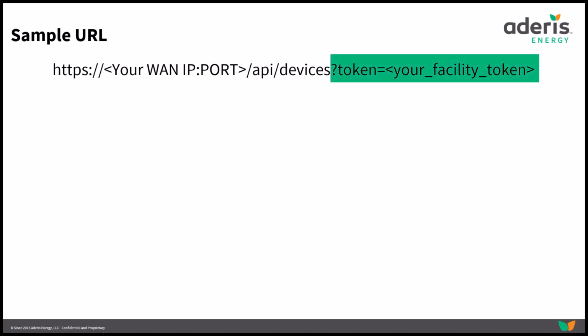Finally, query parameters serve as a method to include additional information within a URL. They adhere to a key equals value format and are appended to the URL following a question mark. In the context of this API, the token parameter acts as an authentication mechanism. This token can be found in Acuity.